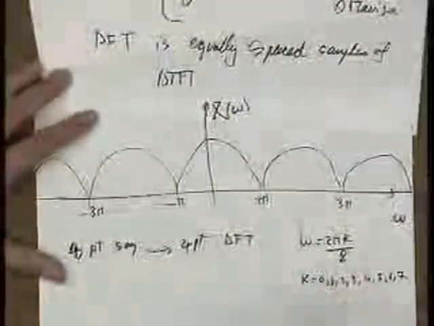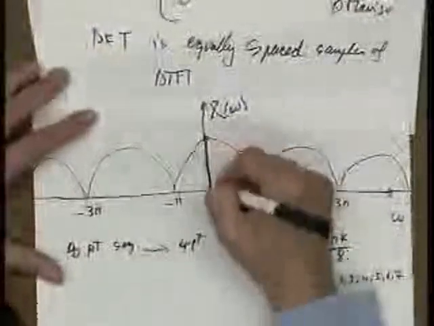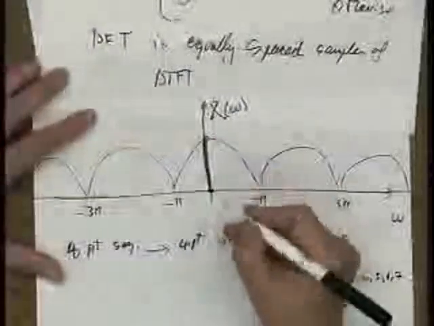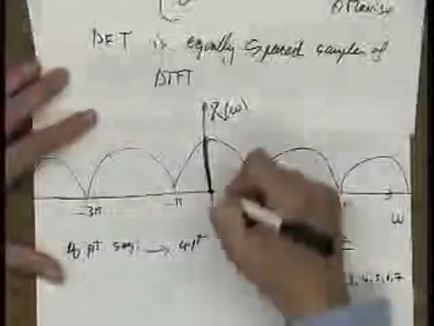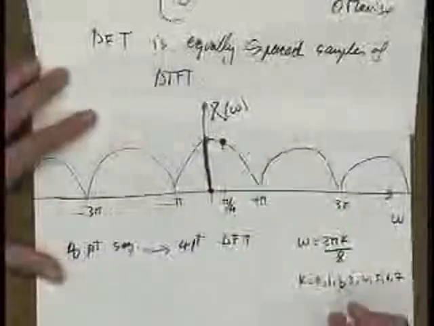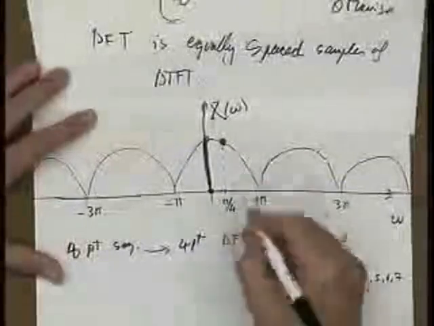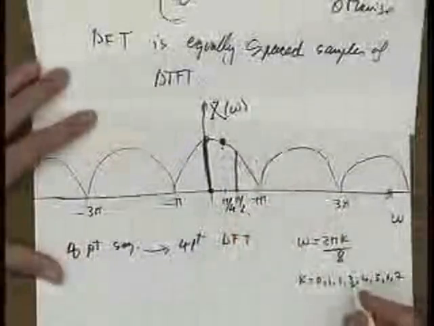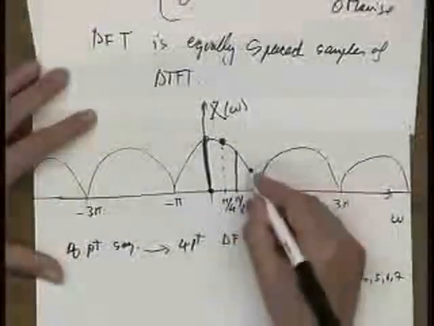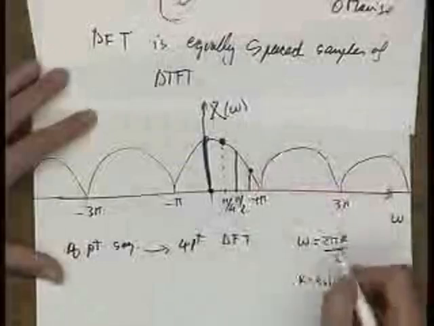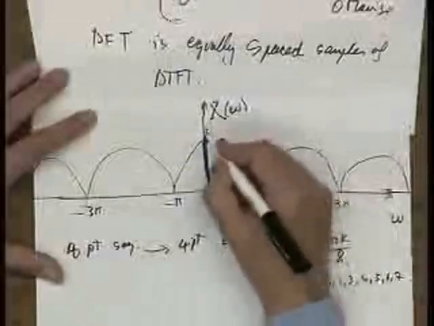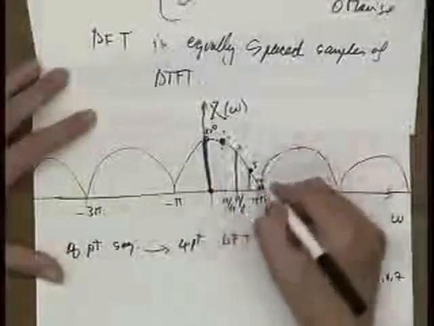It's omega equals 2 pi k over 8, where k ranges from 0, 1, 2, 3, 4, 5, 6, 7. So when k is equal to 0, I get omega equals 0. That's my first sample. When k equals 1, I get 2 pi over 8, which is pi over 4. That's another sample. K equals 2, I get 2 times pi over 4, that's pi over 2. K equals 3, I get 3 times pi over 4. And k equals 4, I get pi. So this is k equals 0, 1, 2, 3, 4.